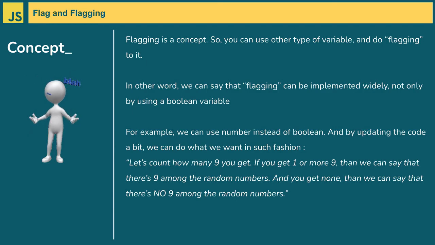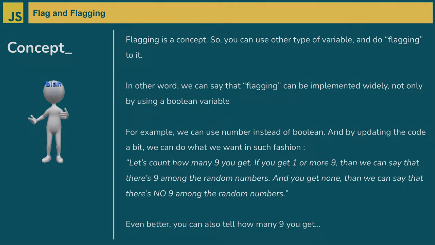Let's count how many 9s we get, and if we get 1 or more 9, then we can say that there's 9 among the random numbers. And if we get none of them, none of 9, it means that the number flag variable remains at the initial number. Then we can say that there's no 9 among the numbers. Even better, you can also tell how many 9s you get. So let's see how we can do it in the code.